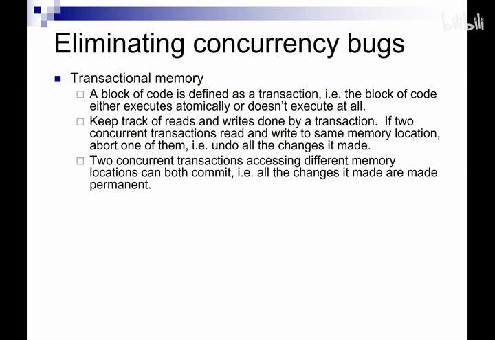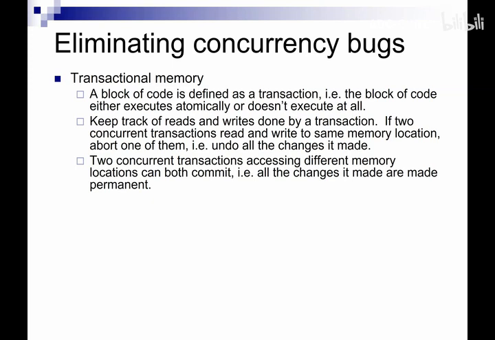Now if you have two concurrent transactions and they access completely different memory locations, then there's no way for them to cause problems for each other. You won't have any concurrency bugs. So in that case, you can actually let both transactions commit. They both can do all their actions. Therefore, the nice thing about transactional memory is that it prevents bugs when you need it to, but it lets you have parallelism when it's possible.